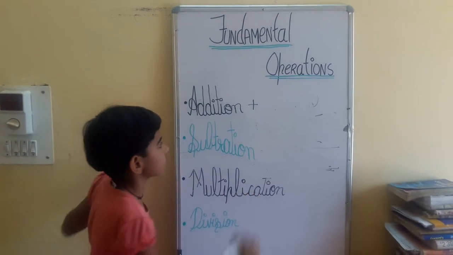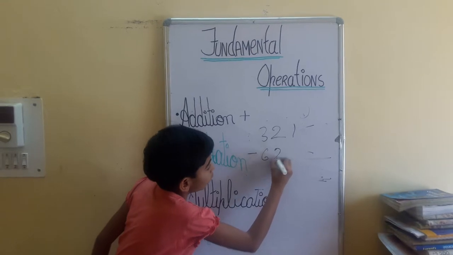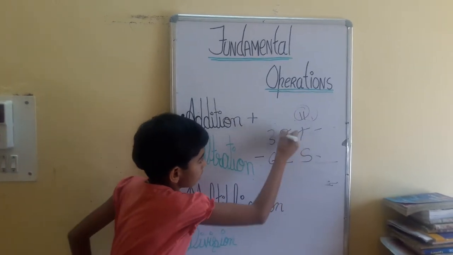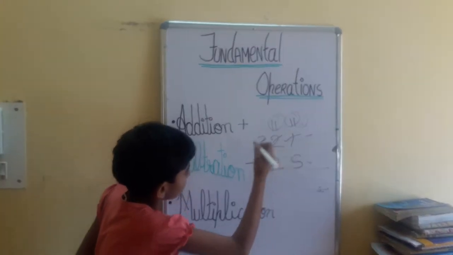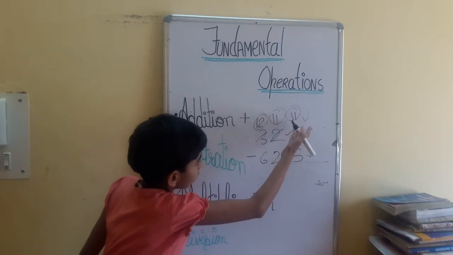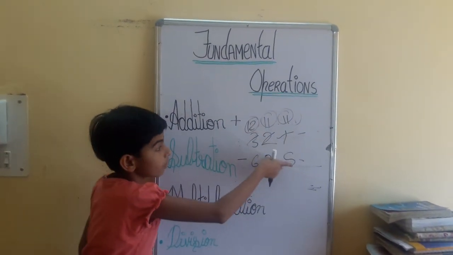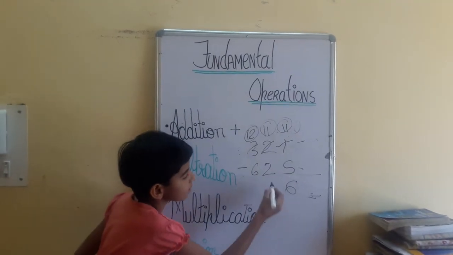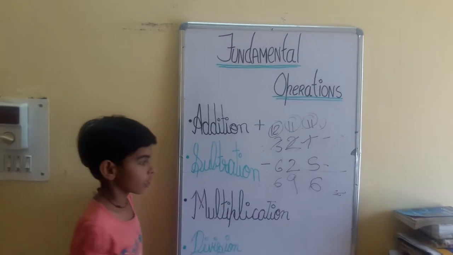The next example is 321 minus 625. So here all will be 11, and here again 11, and here 12. So 11 minus 5 is 6, and 11 minus 2 is 9, 12 minus 6 is 6, so the answer is 696.